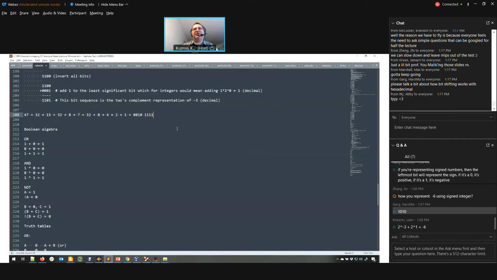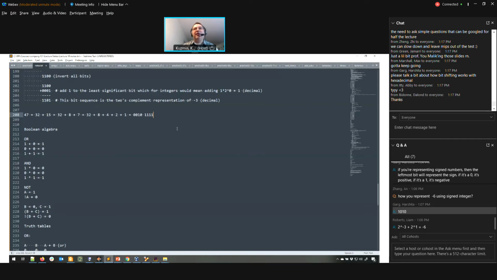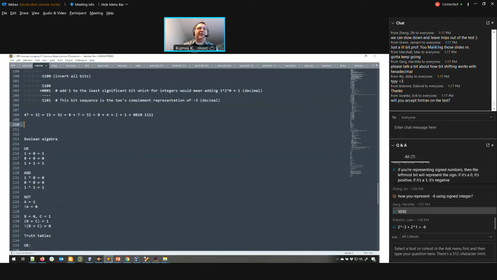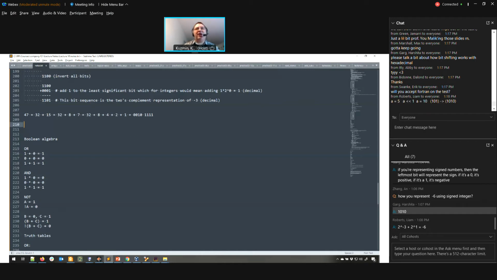Leave MIPS out of the test? No, MIPS is still going to be on the test. All right. If anything, if we don't cover procedures, so be it. We include it in the next test. But this stuff, binary logical operations, we have to cover, and we still have like half an hour. So I think we're good. Will you accept Fortran on the test? No, not on this one.